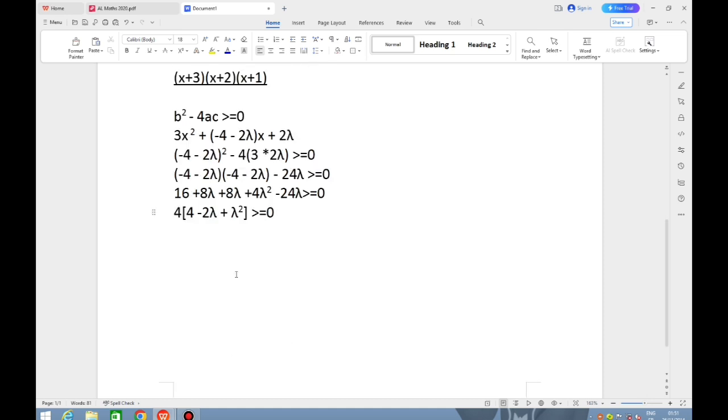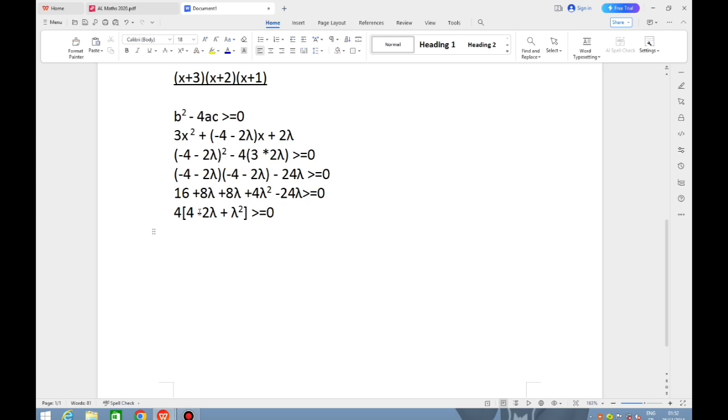So from here we can proceed by factoring what's in this bracket, and we can do that by completing the square. To complete the square of a quadratic equation, the first step is adding and subtracting the square of half of the coefficient of the x term. In our case we're going to add and subtract the square of half of the coefficient of the lambda term, and the coefficient of the lambda term here is negative 2. Half of negative 2 is equal to negative 1.